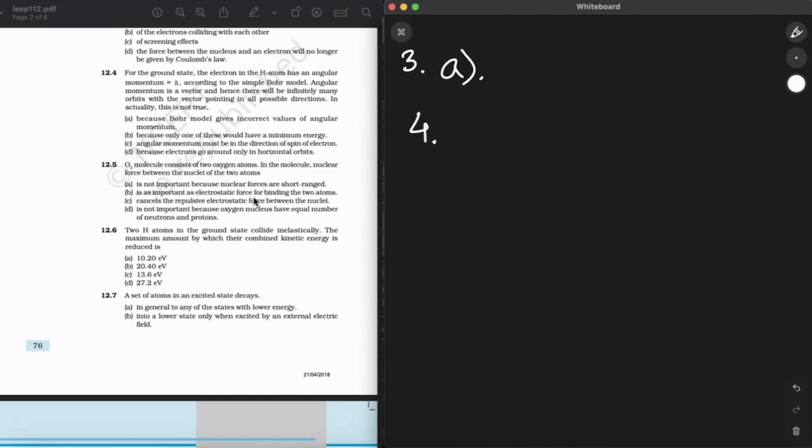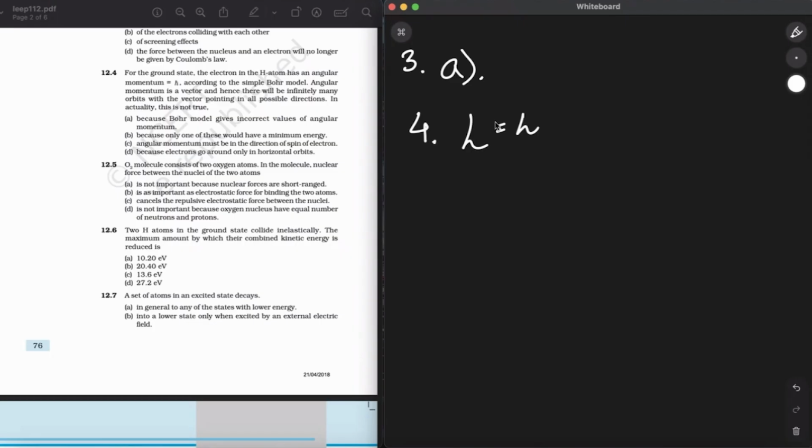According to the simple Bohr model, angular momentum is a vector and hence there will be infinitely many orbits with the vector pointing in all possible directions. And actually this is not true. This is also a theoretical question. So what is it saying? It is saying that the electron in the H atom has an angular momentum h. According to the simple Bohr model, angular momentum is a vector and hence there will be infinitely many orbits with the vector pointing in all possible directions. Actually, this is not true. Why is it not true?